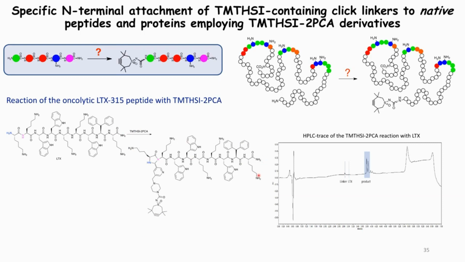Having many lysines there doesn't make a difference. You get your product at the N-terminus, which is clearly here. So then the final challenge, of course, is, can we change this? Can we achieve the same reaction using a native protein?